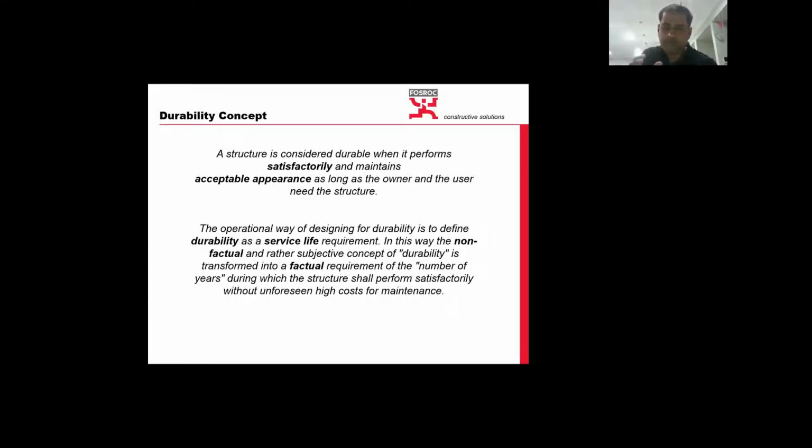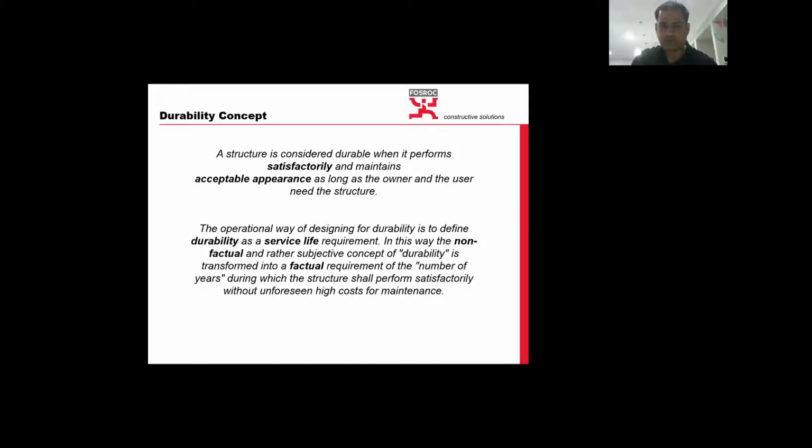The moment you define durability in terms of service life, for example, that the structure would perform satisfactorily with acceptable appearance for a certain number of years, that means you have combined the non-factual with the factual in terms of number of years, in terms of service life. So the moment you have a service life requirement, your non-factual thing becomes factual, and it makes more sense.